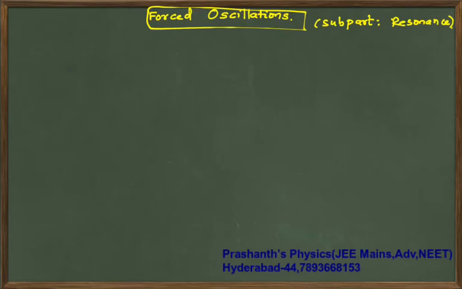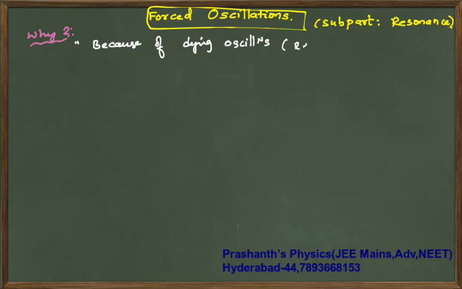Now why should we have forced oscillation is my first question. Why we need forced oscillations? My answer is pretty simple. Because of dying oscillations, that is, reduction in amplitude, velocity, energy.